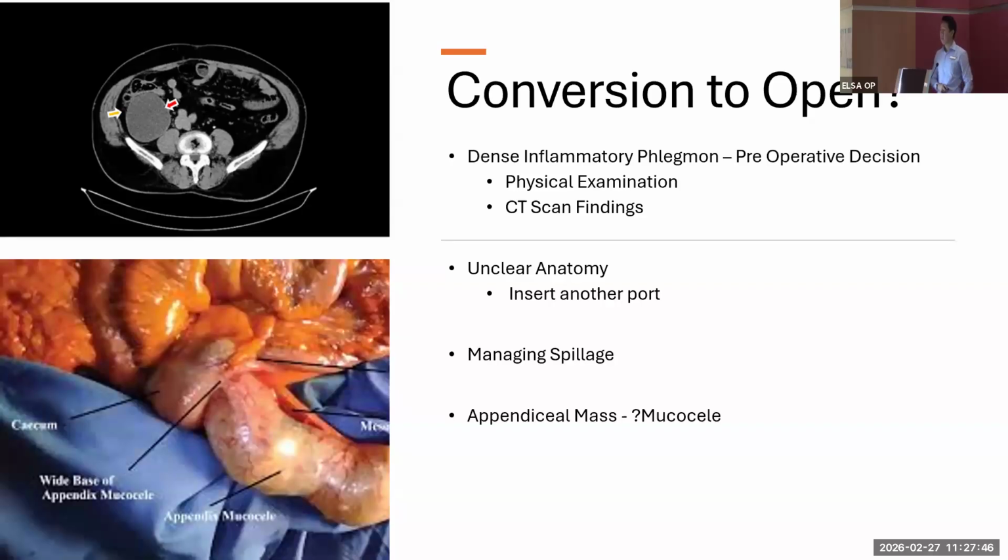And lastly, sometimes you see on a CT scan that it's an appendiceal mucocele. In such a situation, it is crucial that you do not have any spillage of the content, because this would lead to pseudomyxoma peritonei. So it's reasonable to convert to open, where you have better traction and control with your left hand to do the operation without spillage.